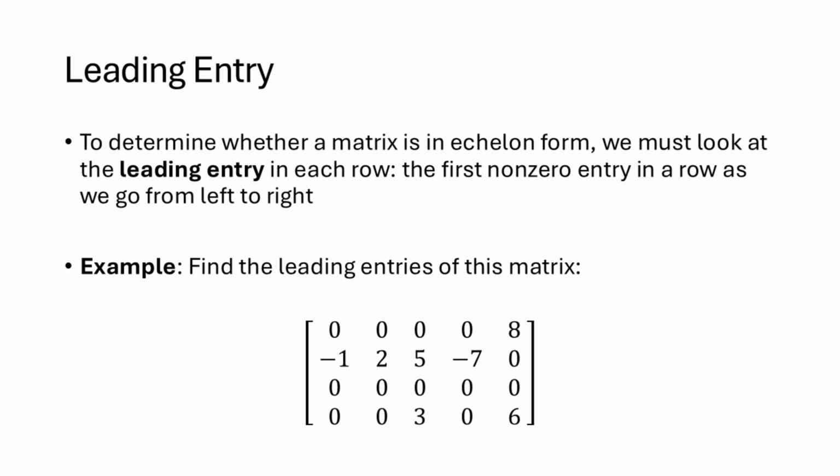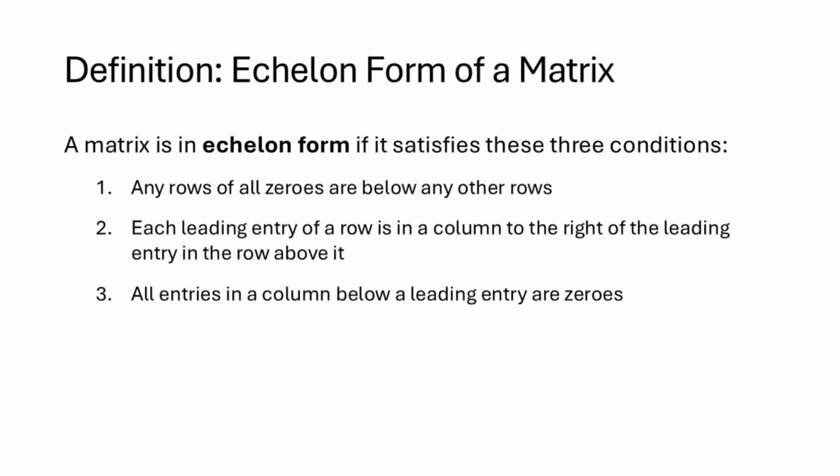Before we can get to the definition of echelon form, we need to understand what a leading entry is. So a leading entry is the first non-zero entry in a row as we go from left to right. So for example, let's try to find the leading entries of this matrix. In the first row, the leading entry is all the way to the right. That 8 that we see highlighted there is the leading entry of the first row. In the second row, we get the leading entry right away. It's all the way to the left. That -1 that I have highlighted is the leading entry of the second row. Notice that the third row is all zeros, which means that that row has no leading entry. And then finally, in the fourth row, the leading entry is the 3 that we have highlighted in the third position.